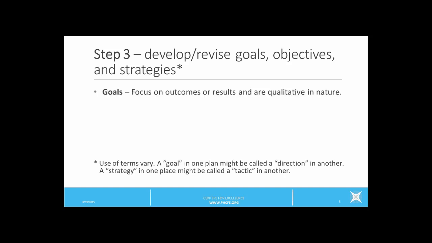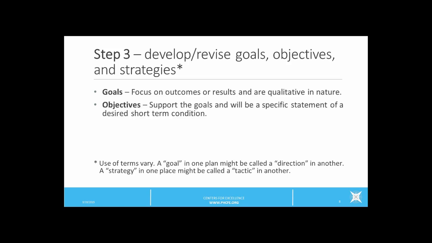Your goals are broad statements describing a future condition or achievement. Goals focus on outcomes or results and are qualitative in nature. Goals are about where we want to be. Goals should be realistic and achievable. Your objectives support the goals and will be specific statements of a desired short or shorter term condition or achievement that includes a measurable end result to be accomplished by a specific time by specific teams or individuals. Objectives answer the question, what do we have to do to get there?